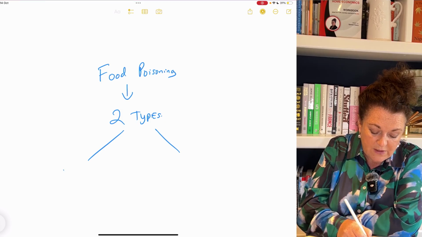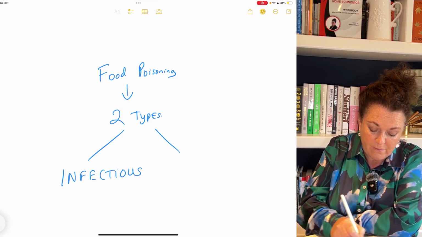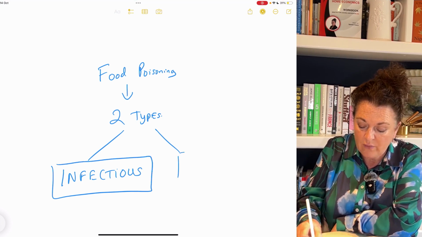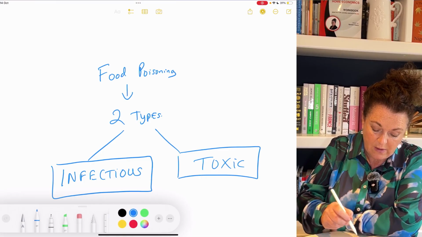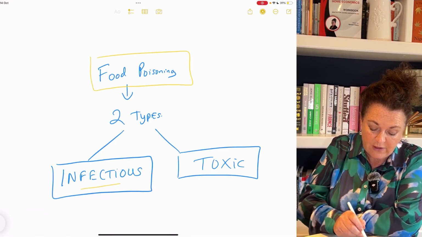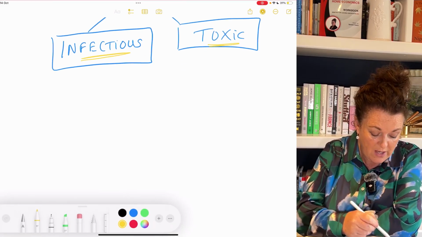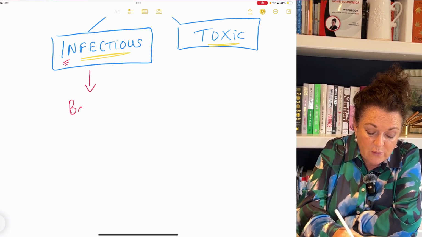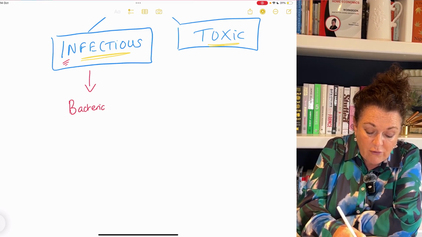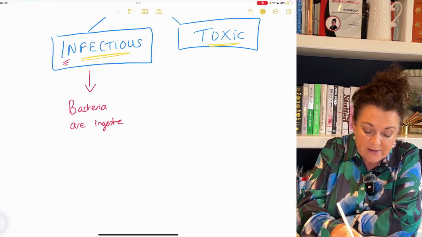We have what's called infectious food poisoning, and we have what is called toxic food poisoning. So infectious and toxic, and I'm just going to simplify them here for you. Now again, I have weird ways of learning things. So infectious food poisoning, the bacteria themselves are ingested into the body.